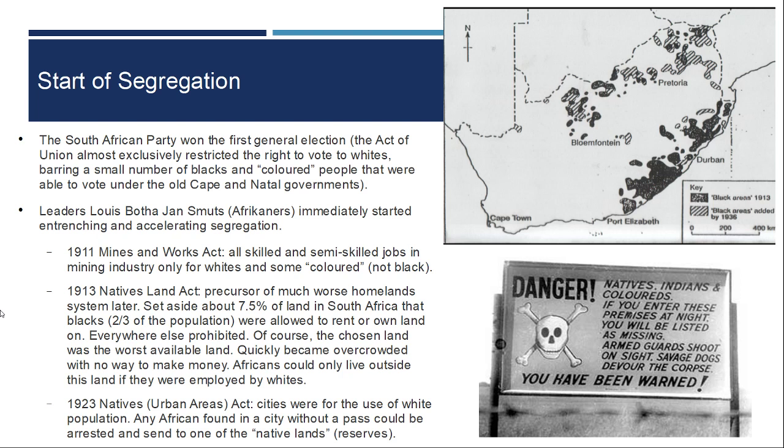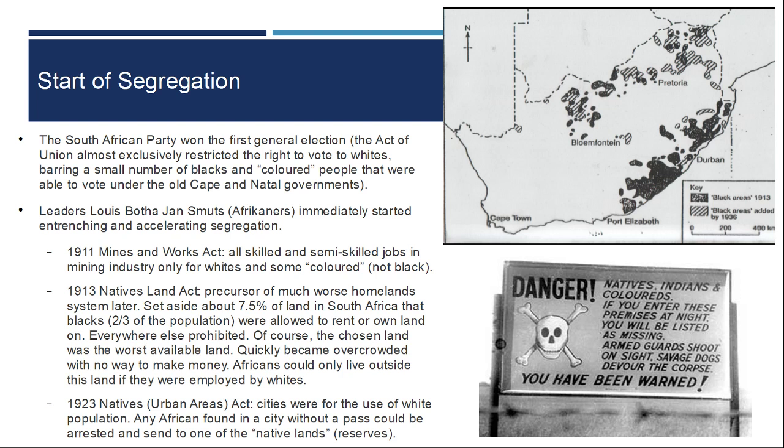A couple years later, 1913, the Natives Land Act. This is going to be a precursor to a huge cornerstone of apartheid and one of the worst parts of apartheid, the homeland system. This goes, all right, we need to set aside some land for the Africans here. So the Africans, they're 2/3 of the population, so they should get about 7.5% of the land. Again, 2/3, that means 66% of the population, 7.5% of the land. And you better believe that land's going to be the best land available.